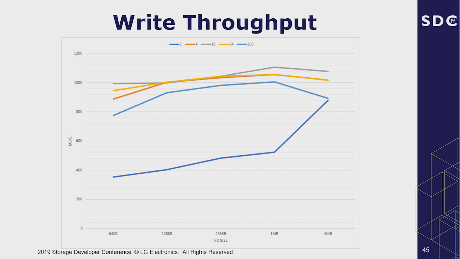RDMA read for another thread can be posted. Anyway, throughput decreased largely with 256 threads. There is a contention issue, and we plan to solve this problem.